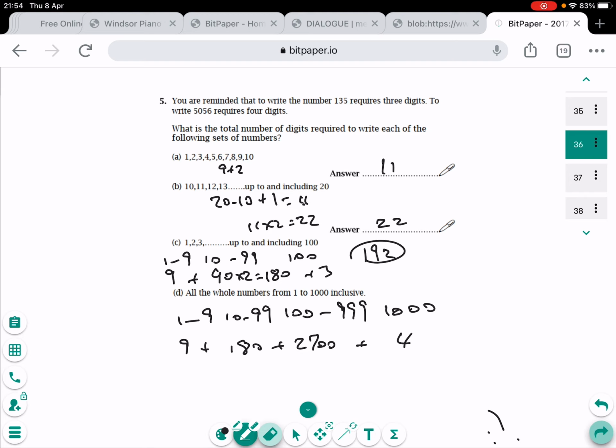So therefore we can get 189, 193, and we add 2700. So that would be 2893 is our answer. Let me just check that. Yes, that's correct.